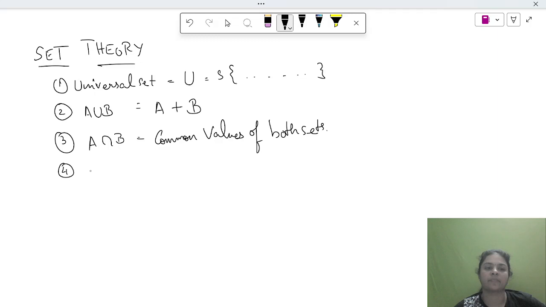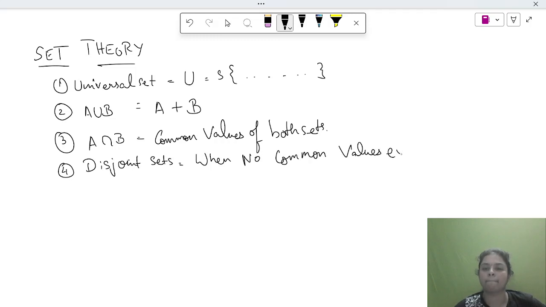Fourth, what are disjoint sets? When no common values exist. So when there are no common values between A and B, then they are disjoint sets. So far clear? Please take down.